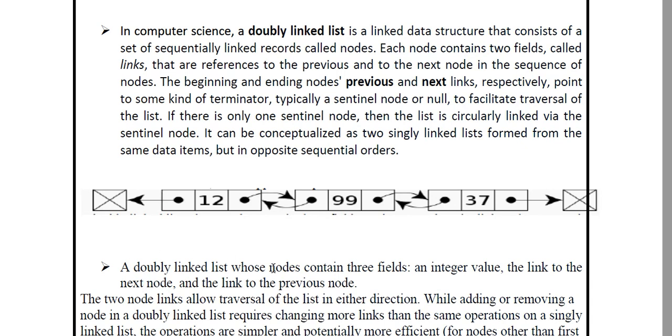So a doubly linked list has nodes containing three fields: an integer value, the link to the next node, and the link to the previous node. The two links allow traversal of the list in either direction.